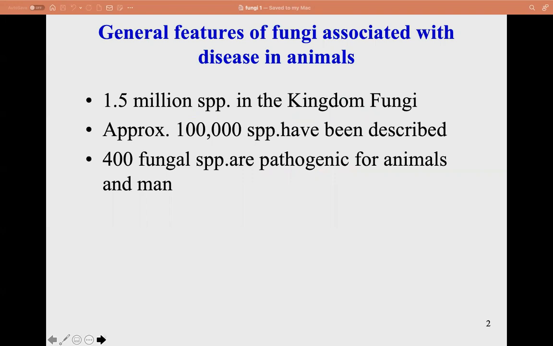So there are approximately 1.5 million species in the kingdom fungi. Before it was regarded as kingdom. But of course, this fungi was under the domain Eukarya, which includes also the plant cell, animal cell, protist, and also this fungi. Approximately, there are 100,000 species described, and 400 of these fungal species are known to be pathogenic in man and animals.